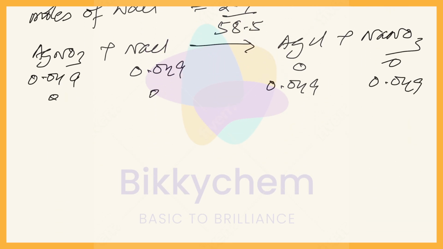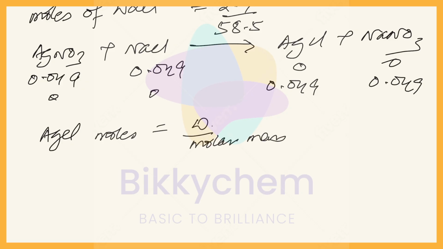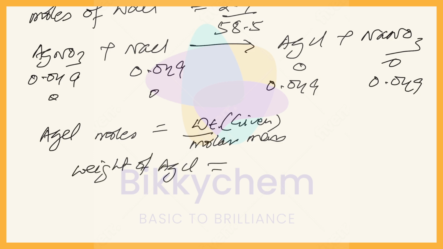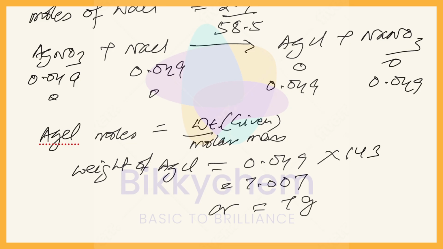Then AgCl moles equals W by molar mass, meaning given weight by molar mass. So the weight of AgCl is equal to 0.049 into 143, which is 7.007 or 7 gram. So option B is the right one.